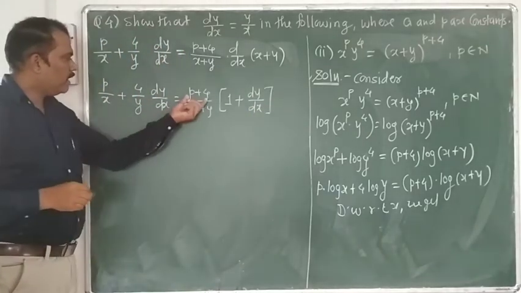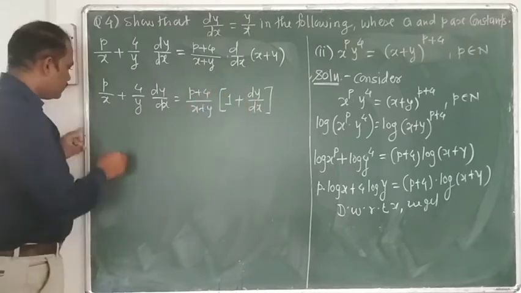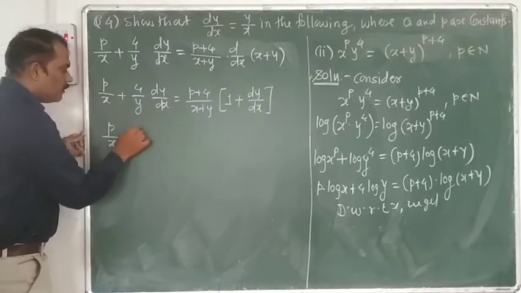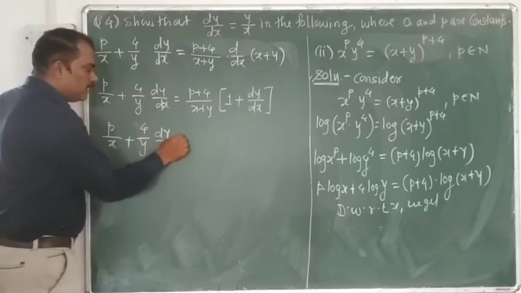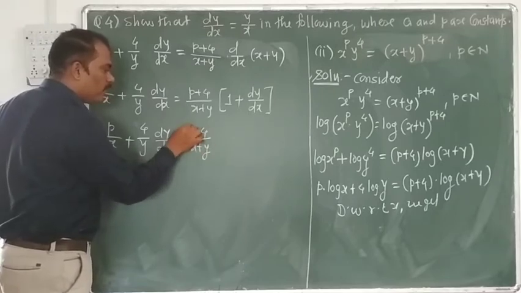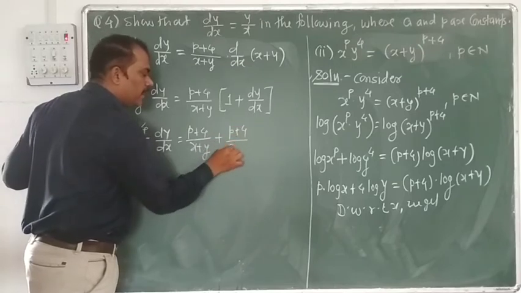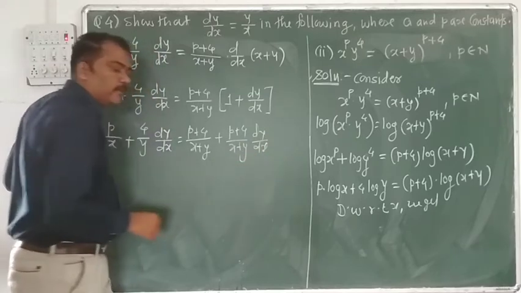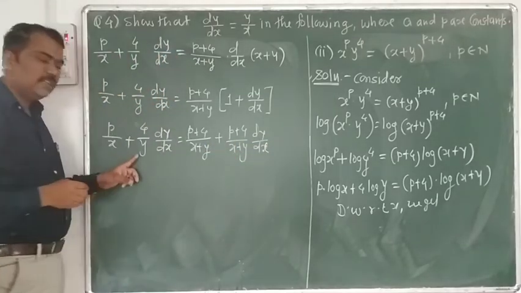So we have to multiply this (p plus 4) divided by (x plus y) inside this bracket, so that we get p divided by x plus 4 divided by y into dy by dx is equal to (p plus 4) divided by (x plus y) plus (p plus 4) divided by (x plus y) into dy by dx. Now we have to collect all the terms which contain dy by dx on the LHS.